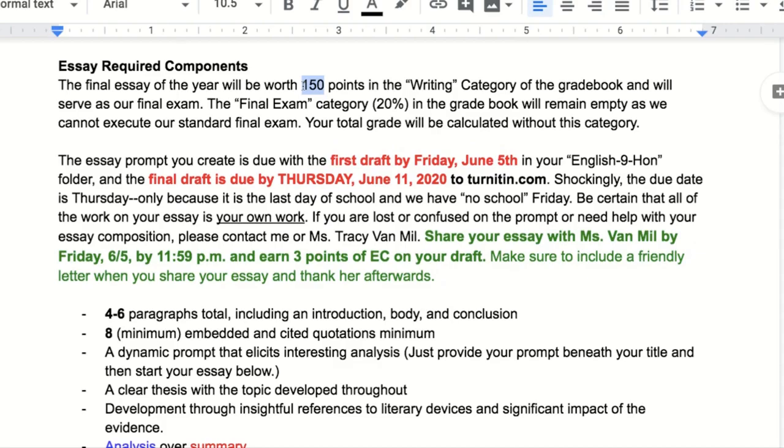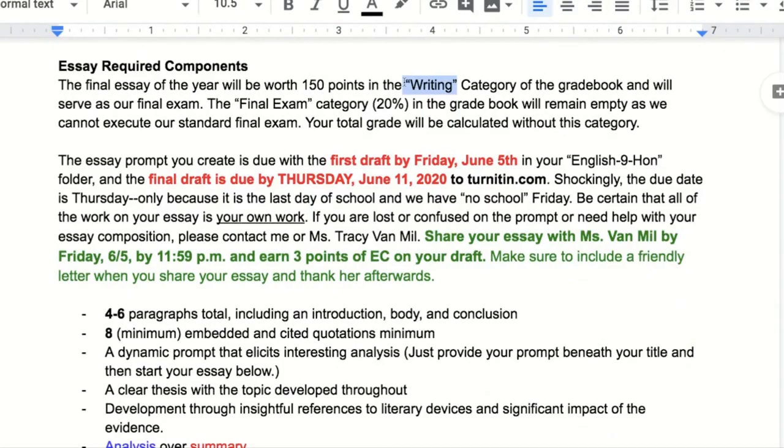You want to really pour your best writing into this. And therefore, ask me questions, share it with Miss Van Mill, make sure that you're getting the best feedback you can to make sure it's your best writing. So it's 150 points, but it will be in the writing category.